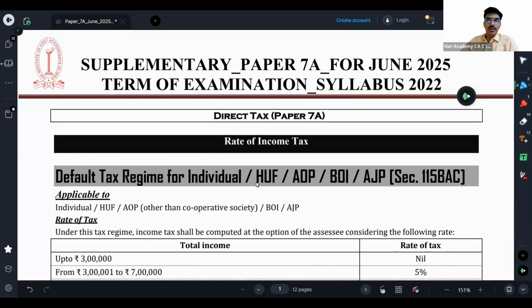So in this session, we are going to discuss the amendments which are applicable for this June examination. The purpose of this entire class, that is the amendments and the Super 30 class, is just to give a last minute push to your preparations for your taxation paper, both direct and indirect taxation.